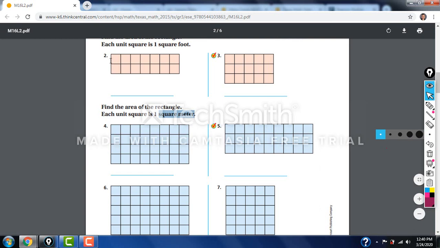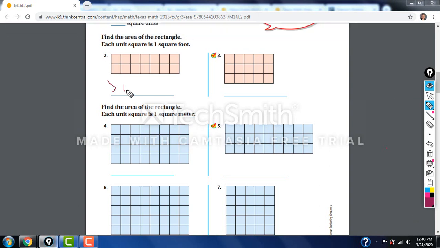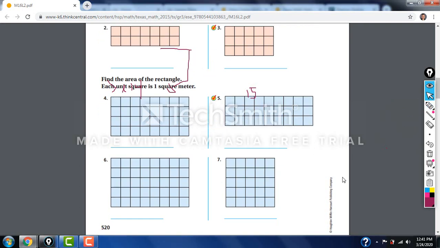So again, length times width. Length 1, 2, 3, 4, 5, 6, 7, and width is 2. 7 times 2 would be 14. Length 1, 2, 3, 4, 5. 5 times width. 5 times 3 is what? This will be 15. And don't forget to put square foot. I'm not writing it here because the writing is not that easy to do here. And let's go to the next section.